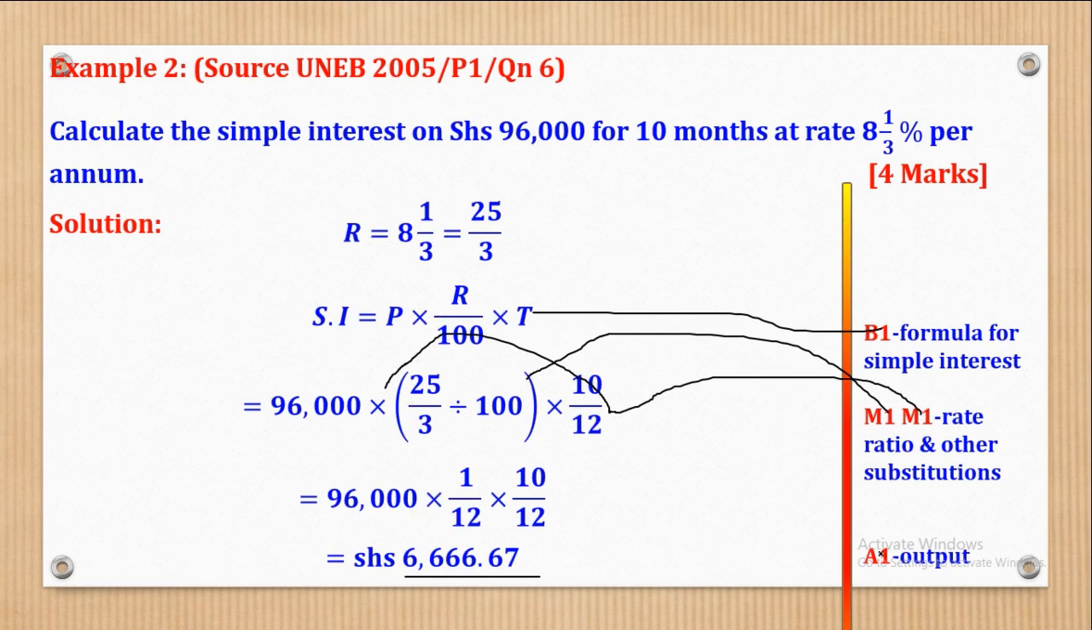Then A1 is for the final output. So basically that's how the 4 marks could be awarded.